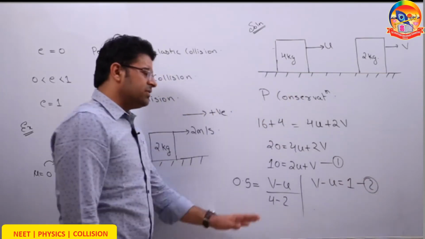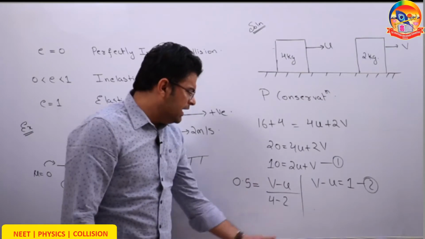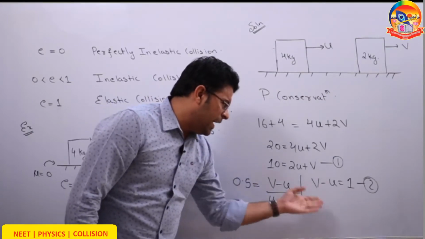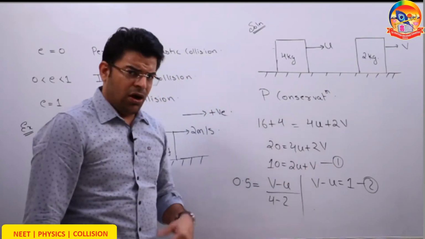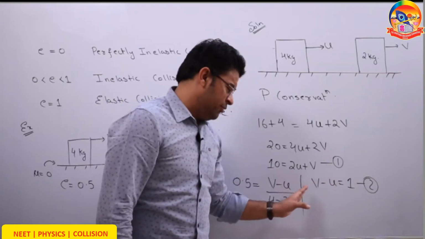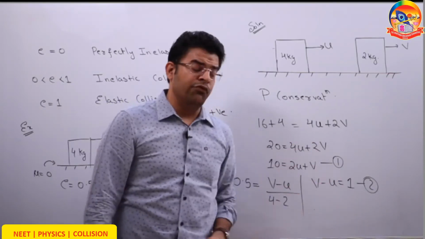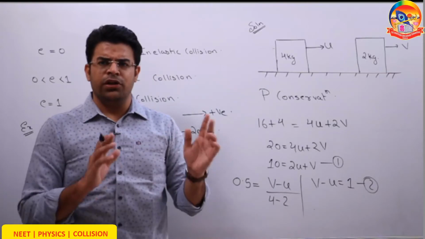Now, beta, this is quite easy to solve. Either multiply the second equation with 2 and add, so 2u will get cancelled, or simply multiply the second equation with minus 1 and add, so v and v will get cancelled. Then you can solve for u and v.